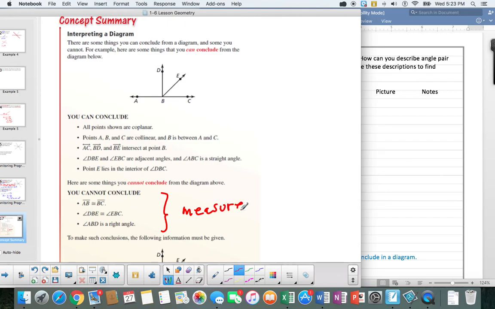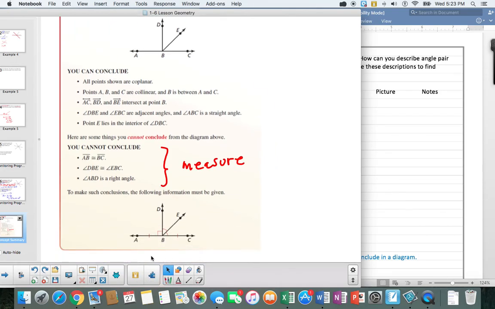You can't conclude that things are the same length. You can't conclude things are congruent to each other or that you have a right angle. Just because it looks like it doesn't mean it is. There has to be some kind of symbol there to indicate that that's going to happen.